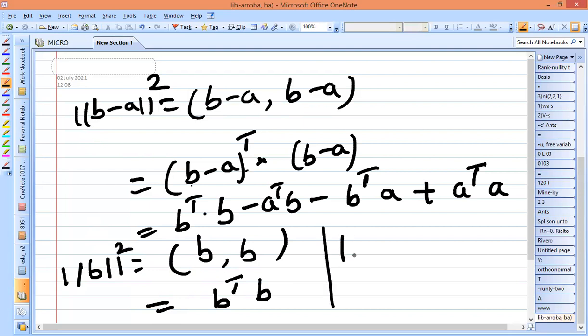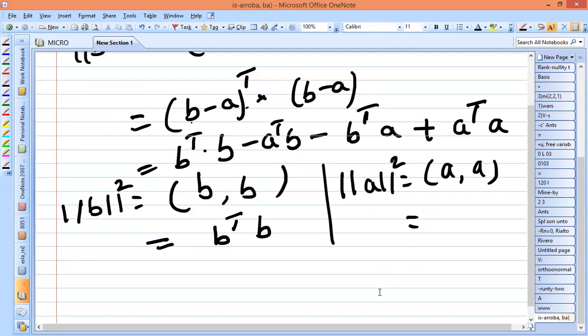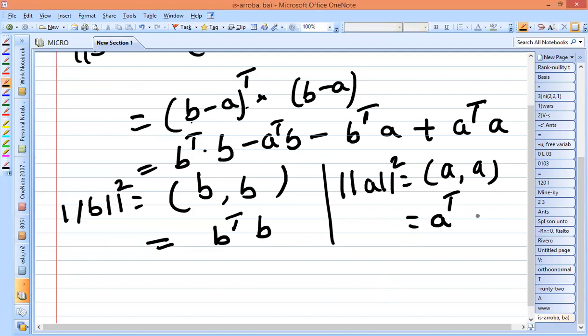Similarly, what can we write for A? Here, A square, what would you write? Magnitude of A square. A transpose A. Yes, very good. A transpose into A.